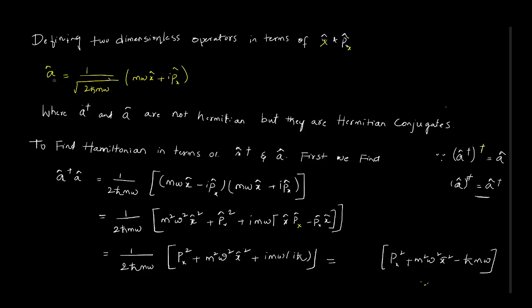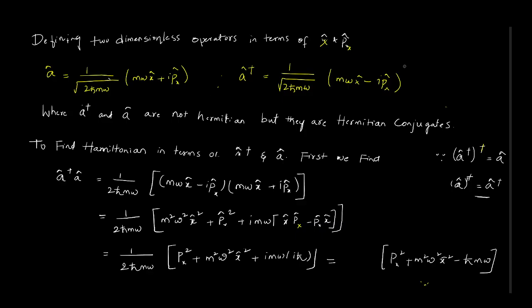Remember, a cap is equal to 1 by under root 2 h cross m omega into m omega x cap plus i px cap, whereas a dagger is equal to 1 by under root 2 h cross m omega into m omega x cap minus i px cap. So these are the two dimensionless operators you need to remember.